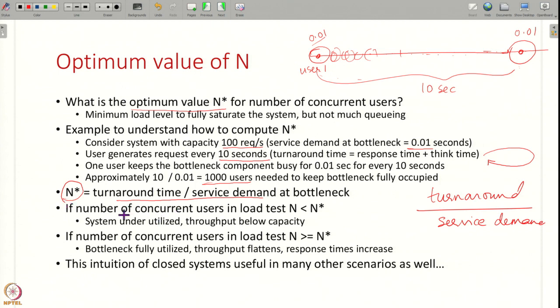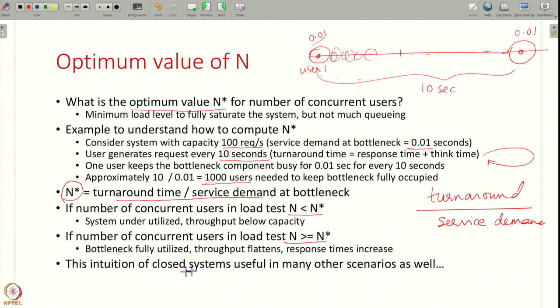In your load test, if the number of concurrent users is less than this optimum value, your system will be underutilized, your throughput will be below the capacity and you are not correctly measuring the capacity of your system. If the number of users is much more than N star, of course, your throughput flattens out, but your response times will unnecessarily increase. So, if you want to measure at the optimum point the throughput and response time of your system, you will set this value of N star in your load generator according to this formula.